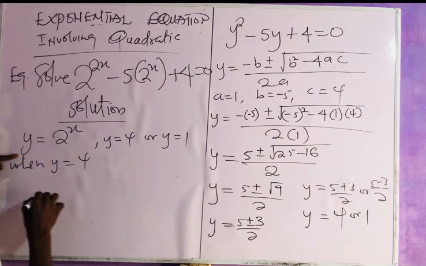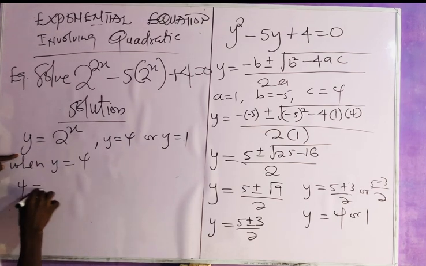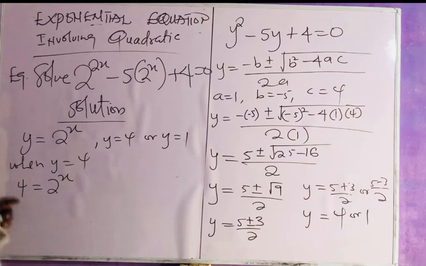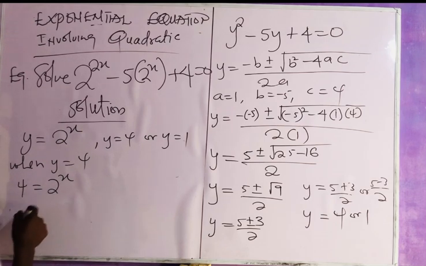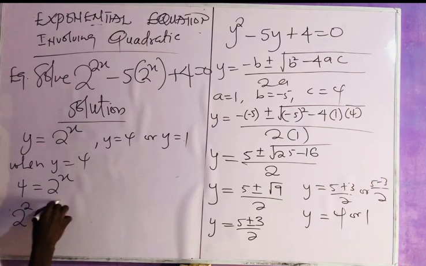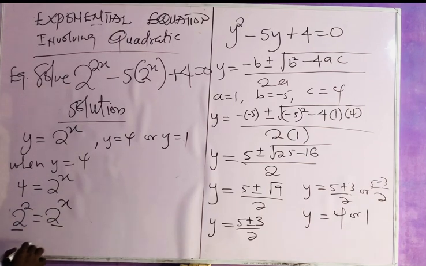So when y equals 4, then I have 4 equals 2 to the power x. And you can see this is an exponential equation. So you can make the base look the same. That will be 2 to the power 2 equals 2 to the power x. So this and that are the same. It means that my 2 is equal to what? X.